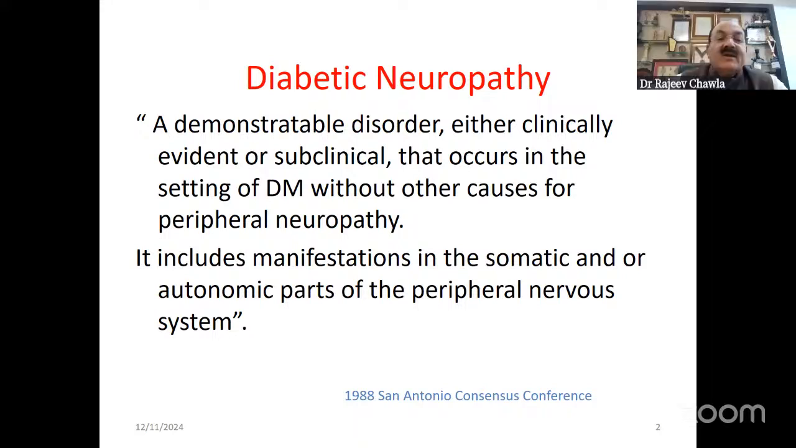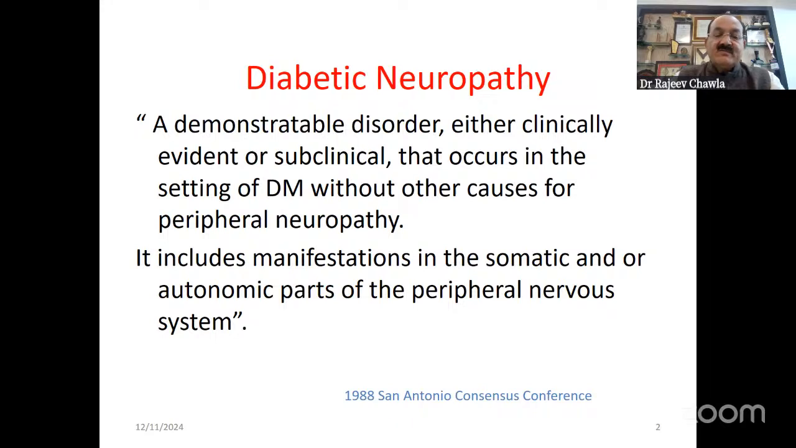So, diabetic neuropathy is defined as a demonstrable disorder, diagnosed either clinically or subclinically, that occurs in the setting of type 2 diabetes or type 1 diabetes without other causes for peripheral neuropathy. That means most of the time this is a diagnosis by exclusion, in someone who is already suffering from type 1 or type 2 diabetes. If we can exclude other causes like B12 deficiency, many a times they are alcoholic, so alcoholic neuropathy, or autonomic neuropathy or other causes of neuropathy, many times it is toxicity of various heavy metals which lead on to neuropathy, and many times patients have been on certain drugs which can lead on to neuropathy. So we have to rule out all other causes to label it as diabetic neuropathy.